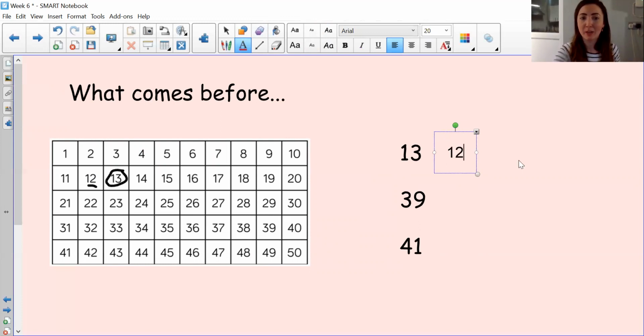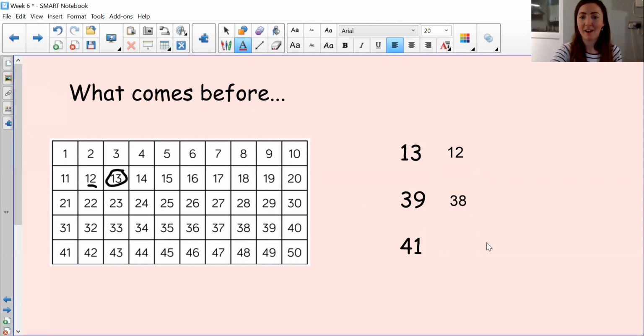And again, now we know what we're doing. We're finding the number that comes before. Can you find the number before this number? So pause here to have a go. Okay, so this is the number 39. Where's the number 39 on our 100 square? Look down the rows. Here are the 30s. 39. What number comes before 39? 38.